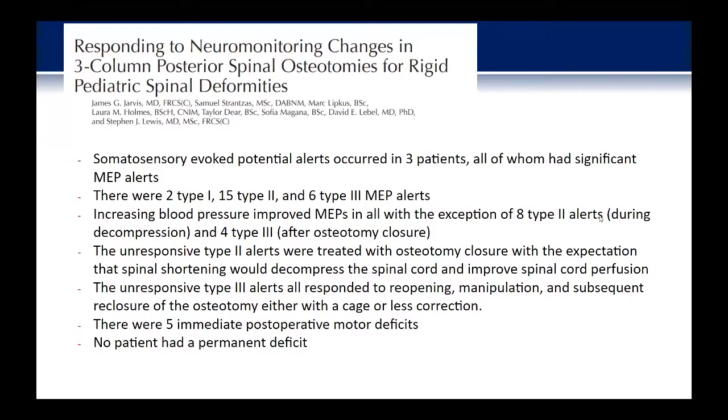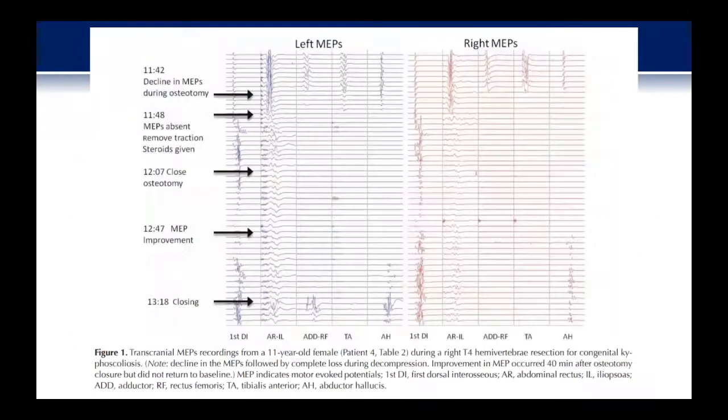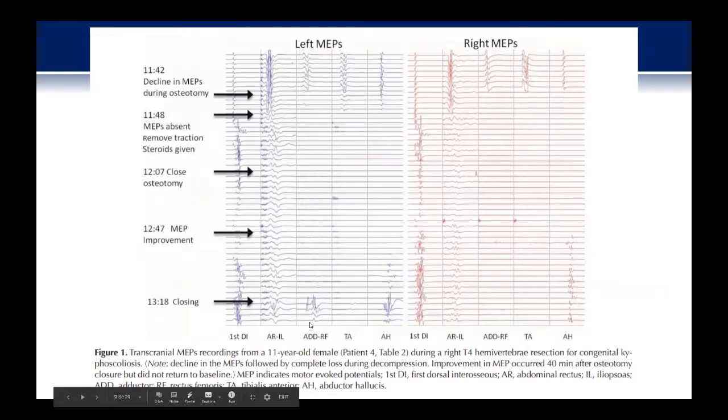That was the case for our patient. We'll keep going. This is from that same paper. This is showing the decline in MEPs, and then after osteotomy closure, showing increase in return of neuromonitoring signals. So I thought that was pretty apropos to our case as well.